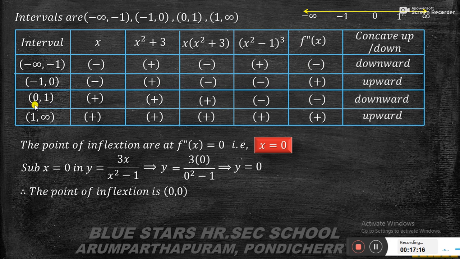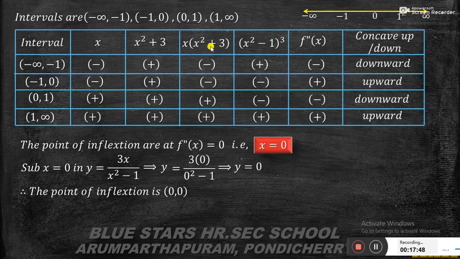Next 0 comma 1. So 0 comma 1, again you take any number from this interval. Suppose you take x equal to 0.5, 1 by 2. You substitute here 1 by 2. The sign is plus in the answer. So plus. Next x equal to 1 by 2, 1 by 2 whole square plus 3. 1 by 4 plus 3. So 4 3s are 12, 12 plus 1 is 13, 13 by 4. So that means 13 by 4, the sign is plus in the answer.